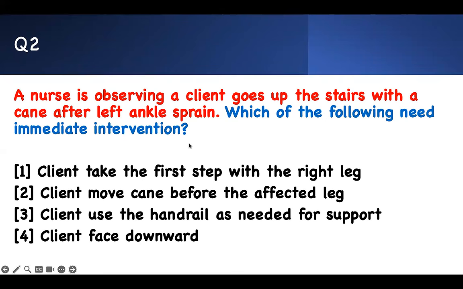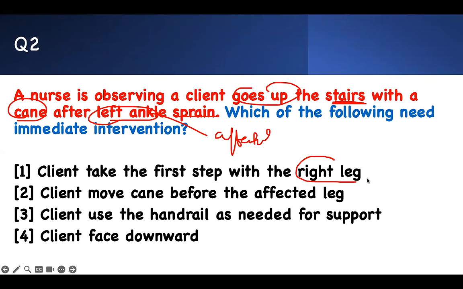Which of the following need immediate intervention? The nurse is observing a client go up the stairs with what? A cane after what? Left ankle fracture or sprain. I'm trying to confuse you. Now we're going up the stairs with the cane. The left side is also affected. How do you advance? Pay attention. Look at what the patient is doing. If you see something wrong, you pick it up. The client takes the first step with what? Right leg. Right leg is the good leg. Therefore, you go up with the good leg.